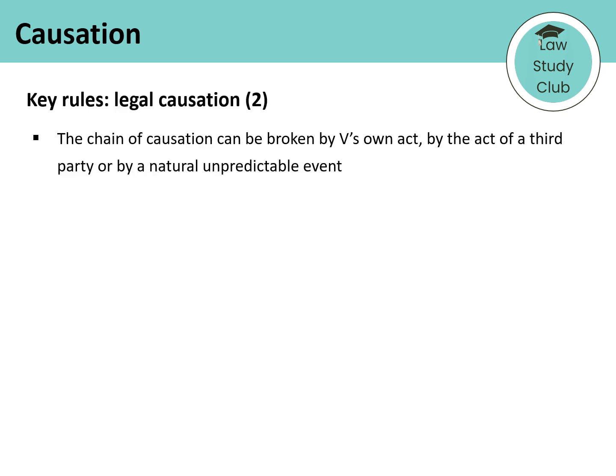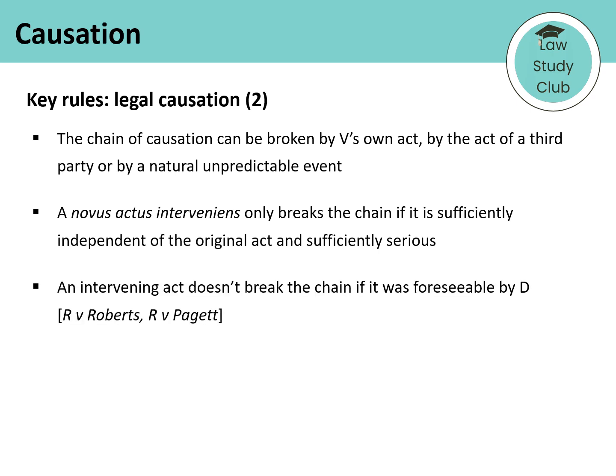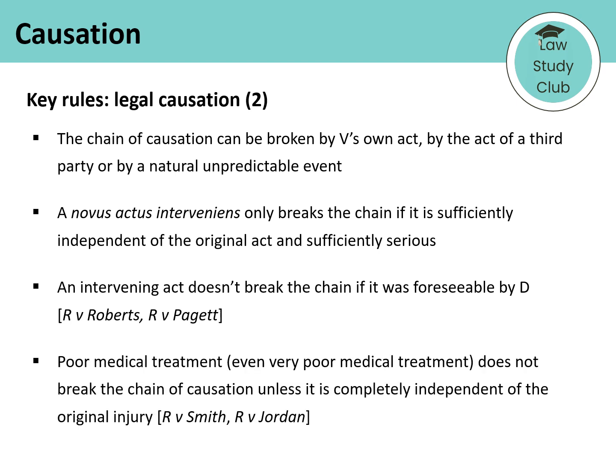So this gives us our second set of key rules on legal causation. The chain of causation can be broken by the victim's own act, by the act of a third party, or by a natural unpredictable event. But one of these new intervening acts only breaks the chain of causation if it's sufficiently independent of the original act and it's sufficiently serious. The intervening act doesn't break the chain of causation if it was foreseeable by the defendant at the time of their act or omission, like in R v Roberts or R v Paget. And poor medical treatment, even very poor medical treatment, doesn't break the chain of causation unless it's completely independent of the original injury.